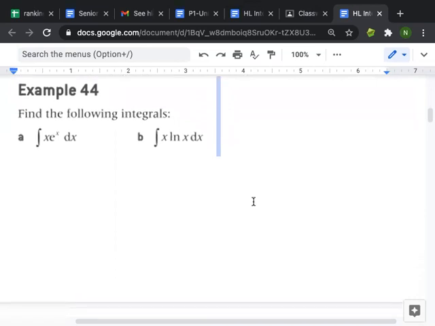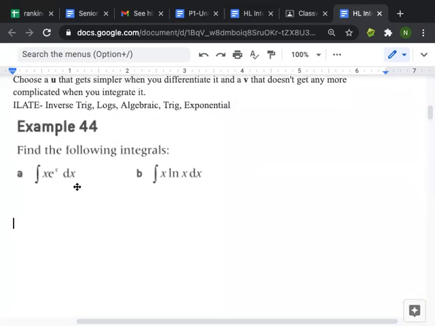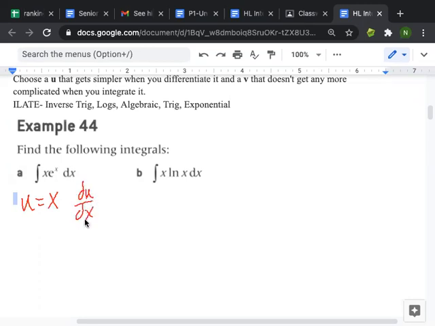Okay, so the first one we have is x e to the x. Now from my ILATE, there's no inverse trig function, no logs, but there is an algebraic function, and that is just the x. So that tells me that my x is my u term. So here I have u is equal to x, and I'm going to go ahead and define du dx, which is just the derivative, which we know the derivative of x is 1. And that means that my e to the x is my dv dx.